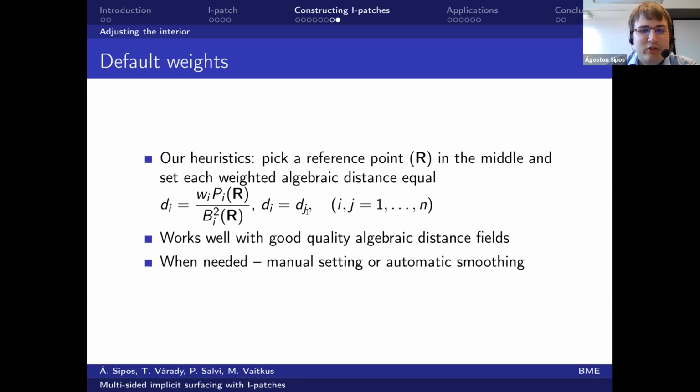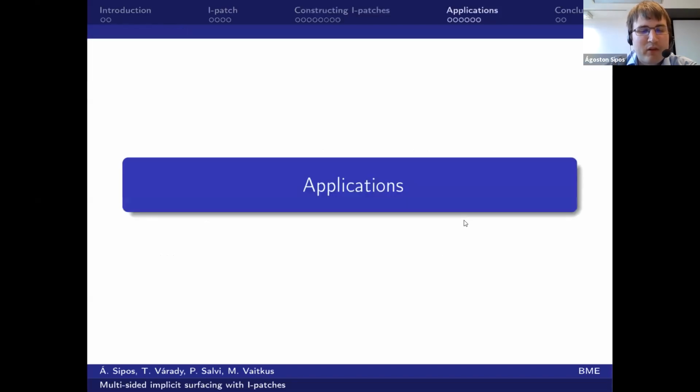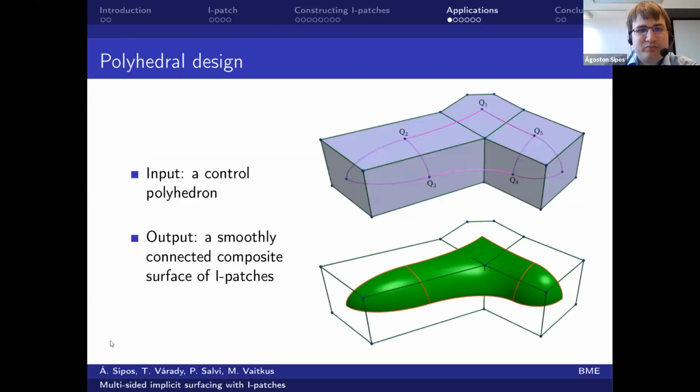If it is not sufficiently good, the resulting coefficients can be used as an initial configuration for a refining algorithm that tunes or adjusts the coefficients. Now let us see two interesting applications where iPatches can be utilized. First application is polyhedral design.